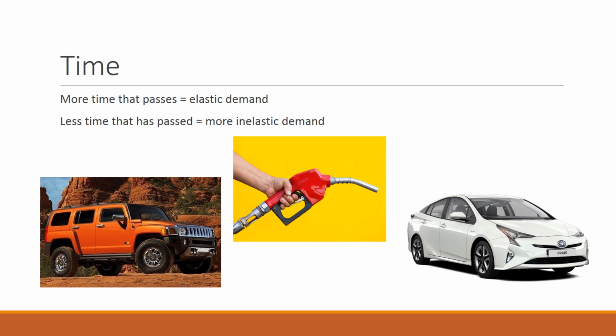But as time passes, guess what you're able to do? It's not that you drive less, it's that you now get rid of the Hummer and you move into a super eco-friendly Toyota Prius or something like that. And now you need a lot less gas than you needed before. So your demand for gas has become elastic as time has passed. So with time, initially our demand starts off inelastic, but as time passes, we're able to make changes that allow our demand to become more elastic.